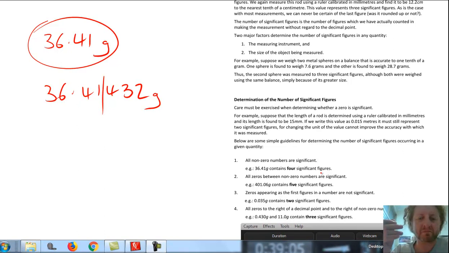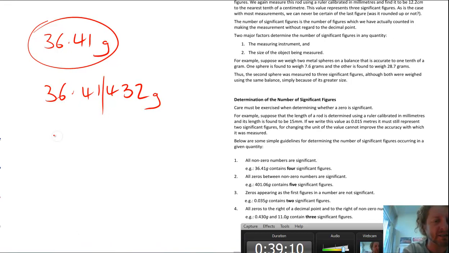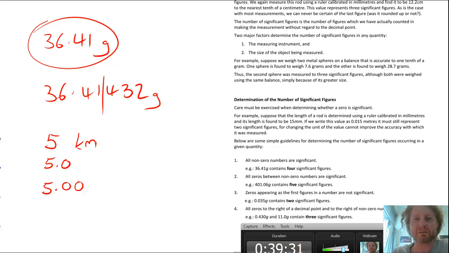Okay, now this could seem weird at first, because we will have said in the past that the number 5, the number 5.0, and the number 5.00, they're all just the number 5, and mathematically they are. But let's talk significant figures for a moment. If someone said, this shop is 5 kilometers away, I'm pretty confident it's not exactly 5 kilometers. I reckon maybe it's 4.5 and they round it up, or 5.4 and they round it down. 5 kilometers is pretty rough.